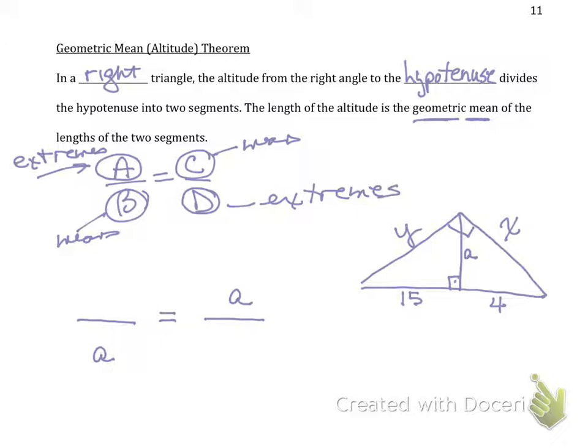So the two segments formed are 15 and 4. So you're basically saying 15 is to the altitude, just like the altitude is to 4. So you're making this comparison. But for our purposes right now, I'm going to view this as a multiplication problem that we can solve.